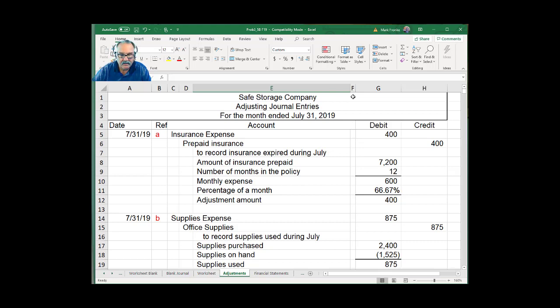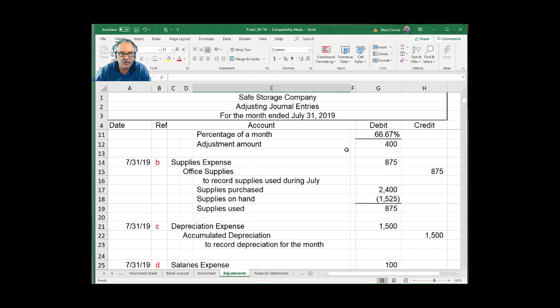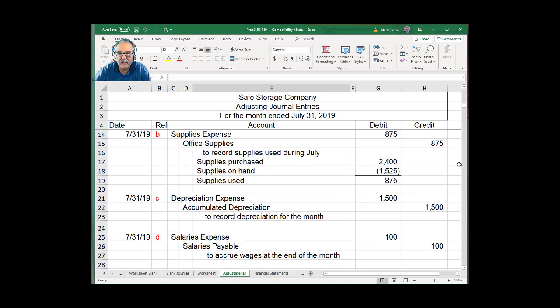Entry B, supplies. We bought $2,400 worth of supplies during the month. At the end of the month, we went and counted the supplies on hand. In other words, those are the supplies that did not get used. Why? We still got them. We know we didn't use them. But we did use the difference, which is $875. Debit supplies expense, $875, and credit office supplies, $875. Office supplies is an asset. It's going down with a credit.